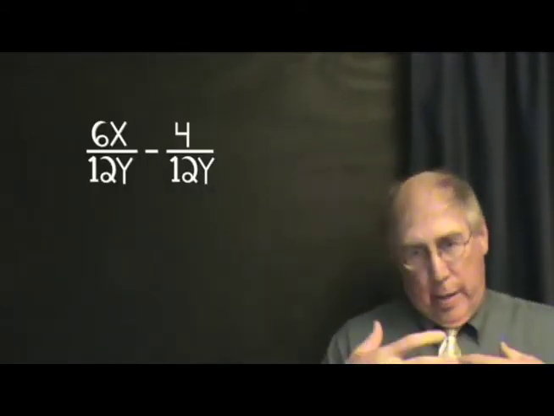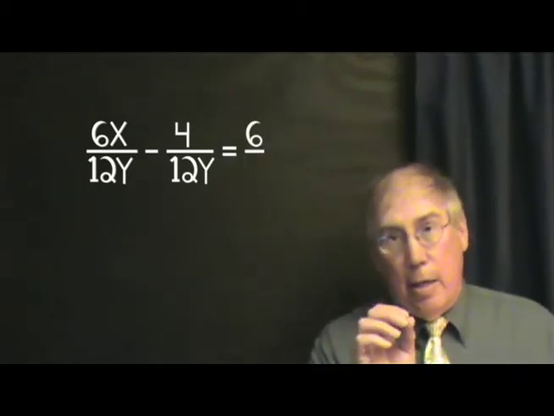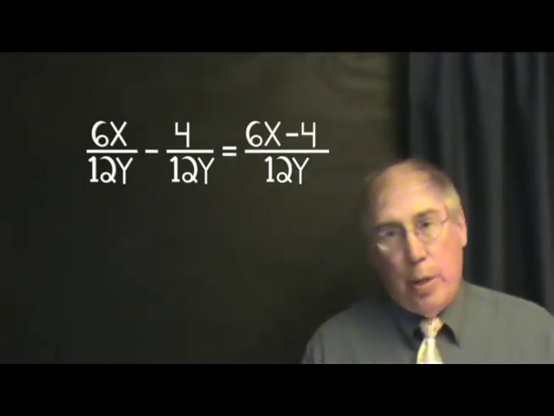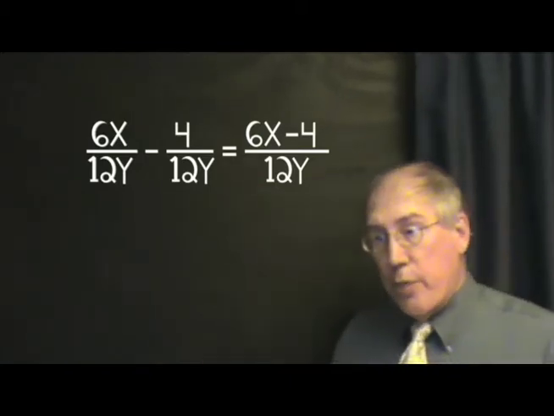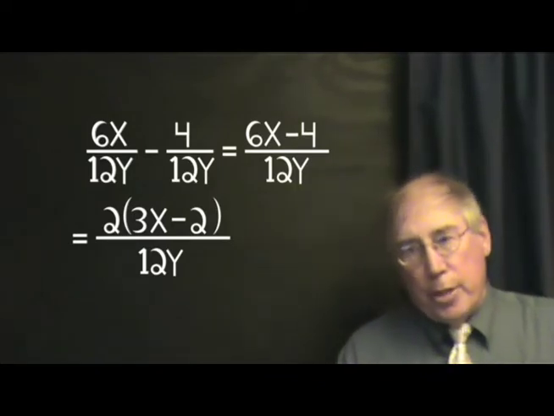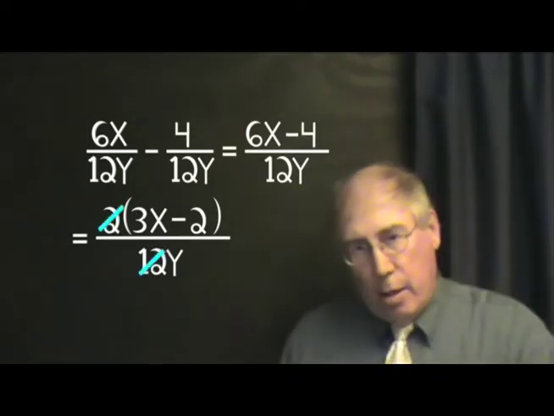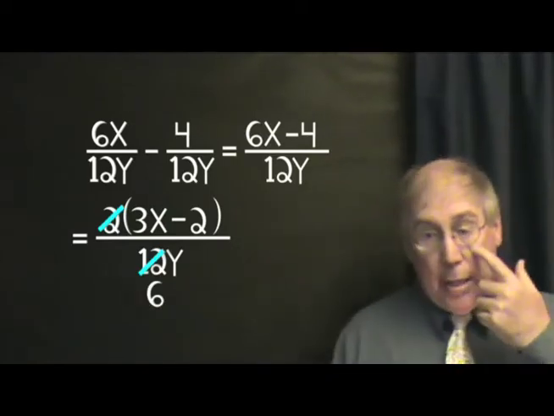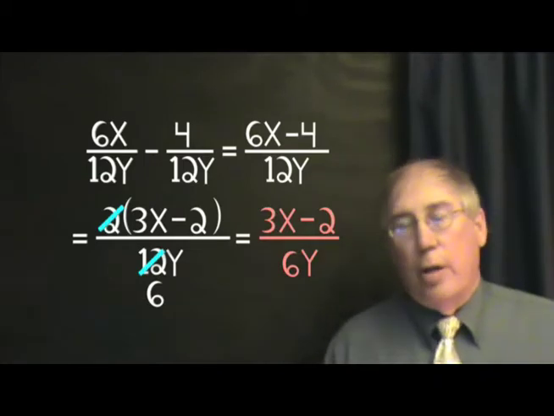This one, the denominators are the same. Now we have unlike terms in the numerator, so we can't combine those together. So we get 6x minus 4 over 12y. Now we can factor out a 2 from the 6x minus 4, and notice that we can cancel 2 into 12 goes 6 times, and so we'll end up with 3x minus 2 over 6y.